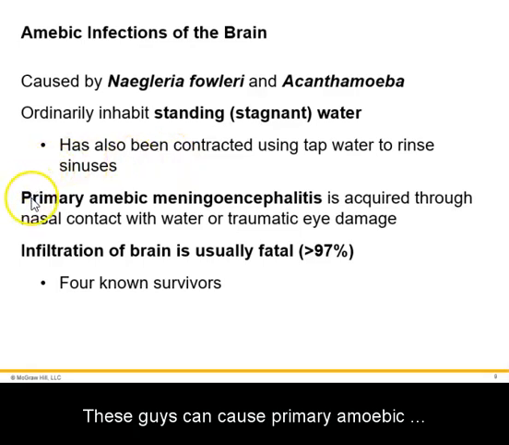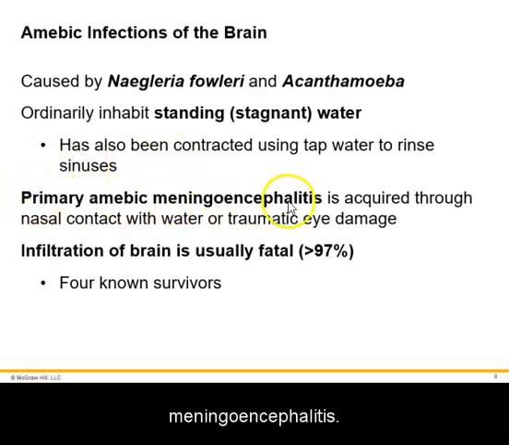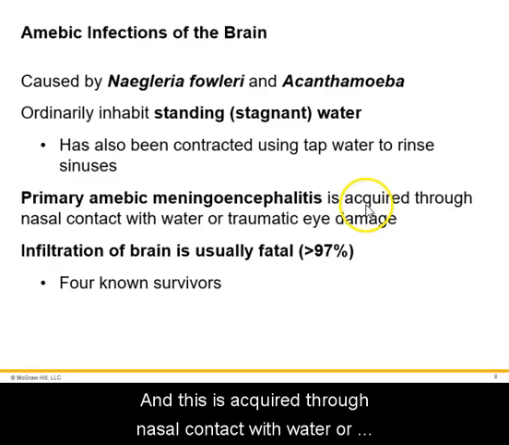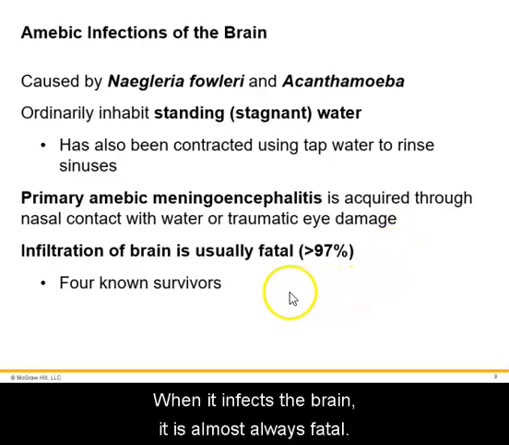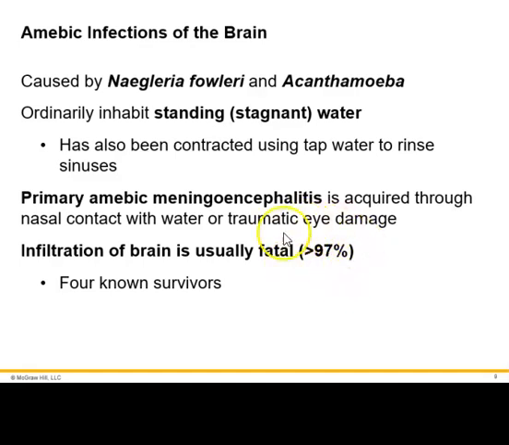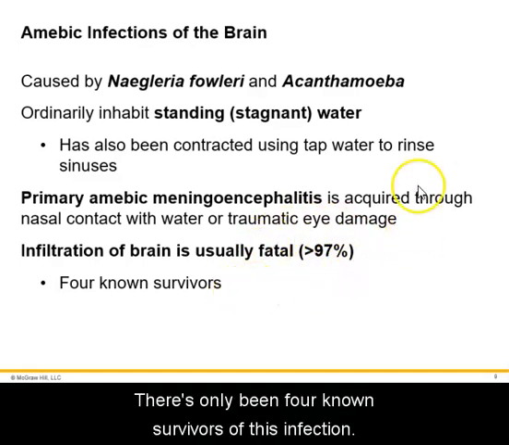These guys can cause primary amoebic meningoencephalitis, and this is acquired through nasal contact with water or even traumatic eye damage. When it infects the brain, it is almost always fatal. There's only been 4 known survivors of this infection.